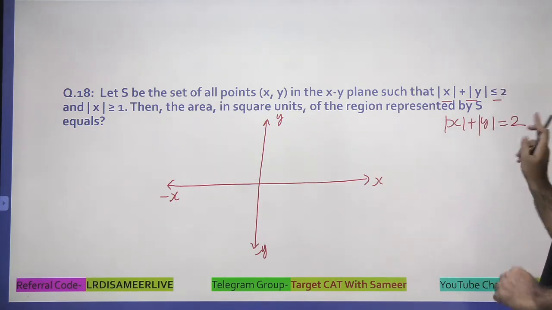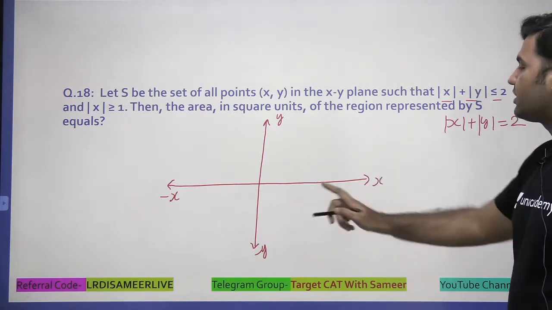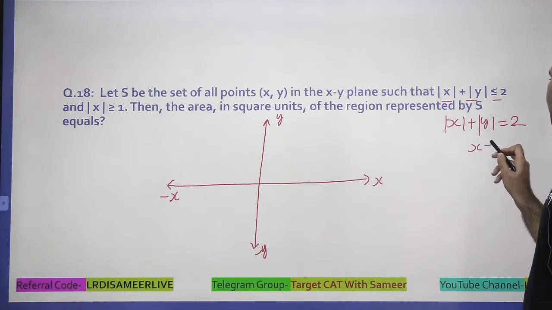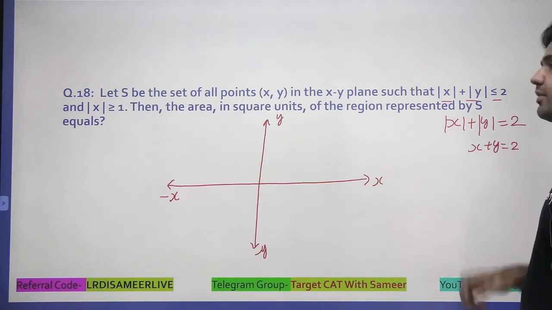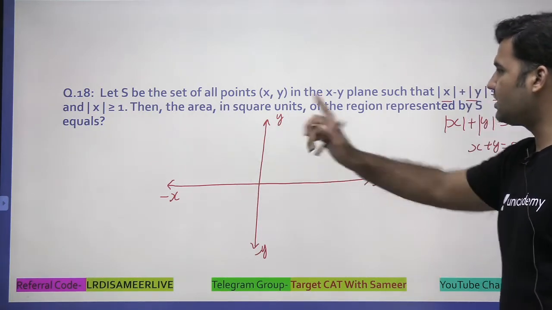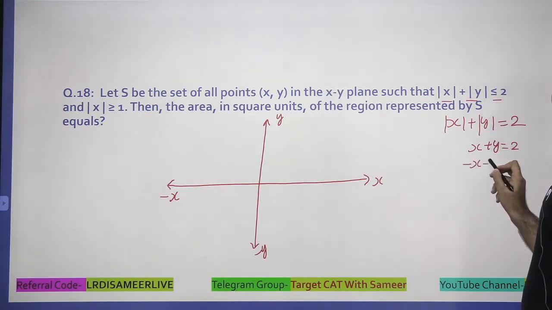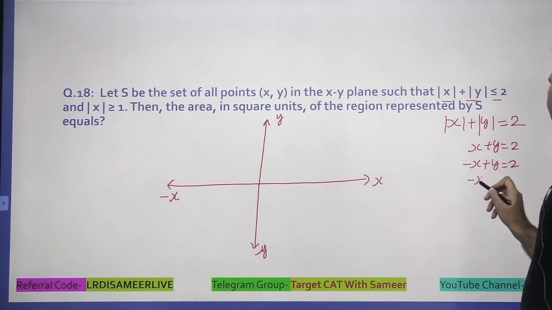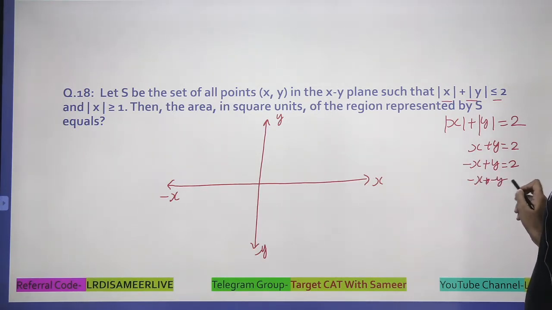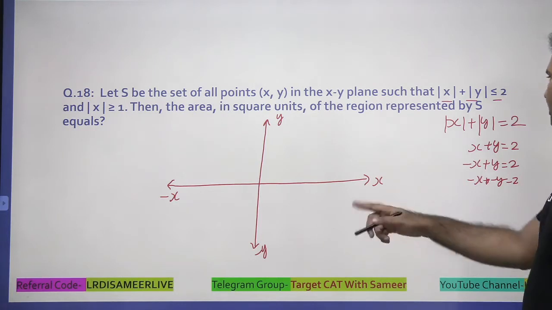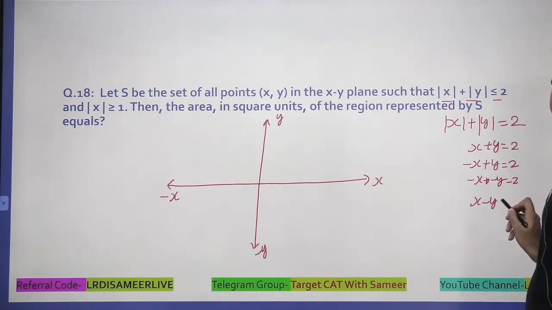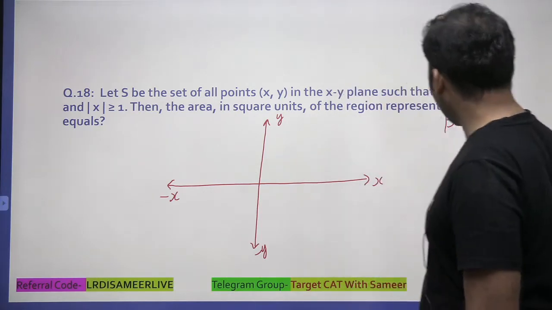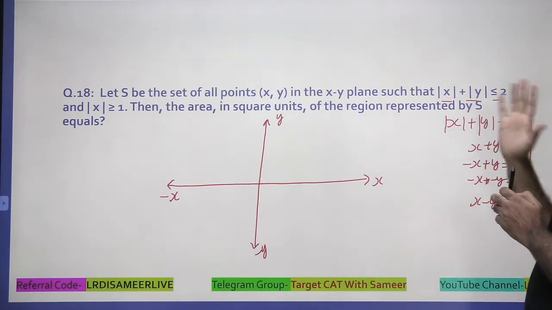Now, mod x plus mod y is equal to 2, right? In 4 different quadrants, right? In the first quadrant, x and y both are positive, so the equation will be x plus y is equal to 2. In the second quadrant, x is negative, y is positive, so the equation will be minus x plus y is equal to 2. In the third quadrant, both x and y are negative, so minus x minus y is equal to 2. Fourth quadrant, x is positive and y is negative, so it will be x minus y is equal to 2. These are the 4 lines I need to draw on this plane, and you should know how to draw the graph of it directly.